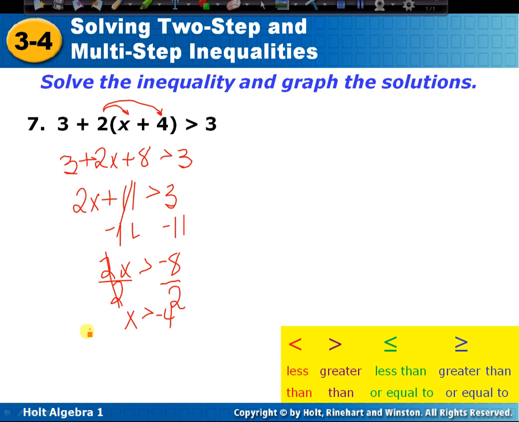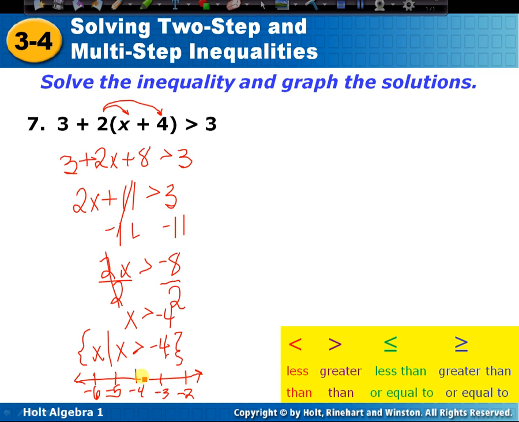I've solved. Now I have to set. Draw my squigglies, my x, such that x is greater than negative 4. And now I'm going to draw my graph. My negative 4 goes in the middle. Down here I'm going to have negative 5 and 6. Up here I'm going to have negative 3 and negative 2.